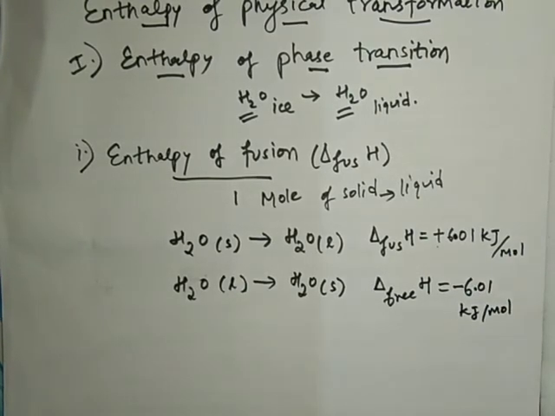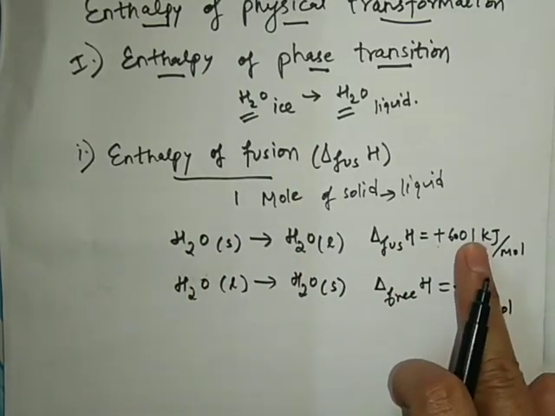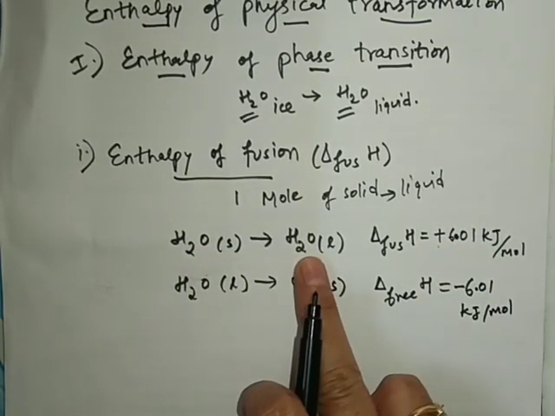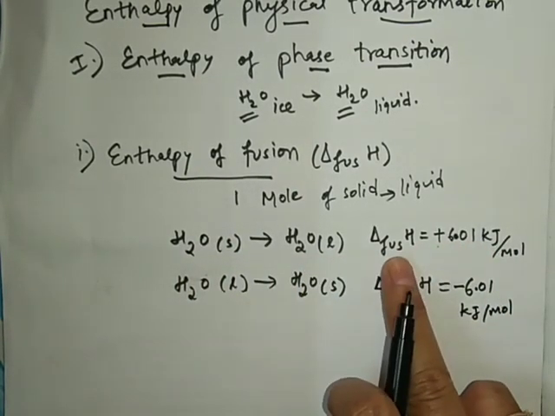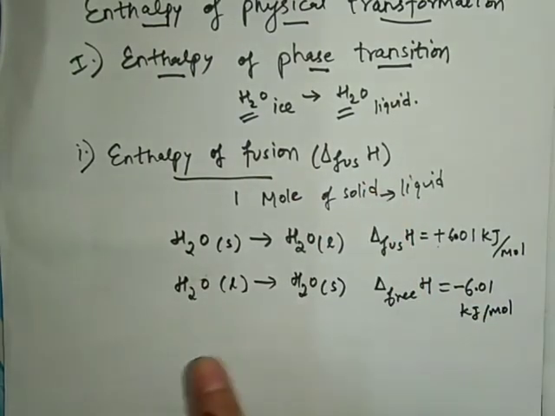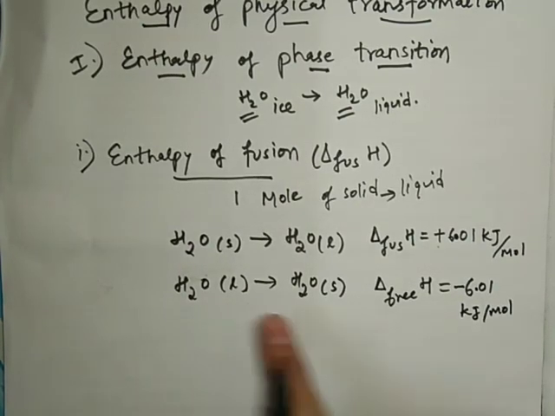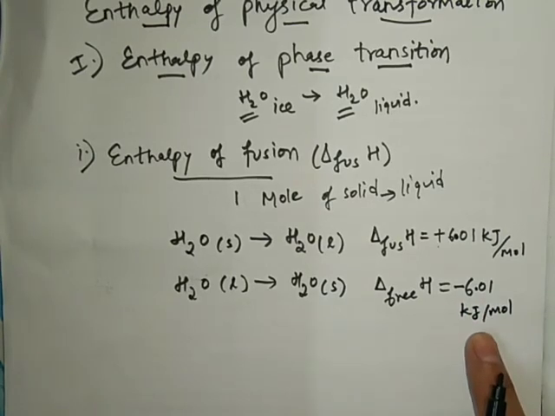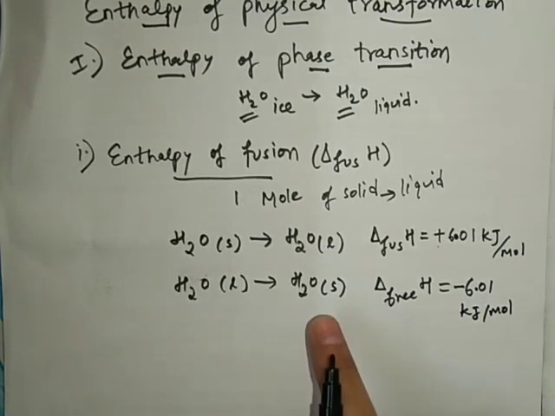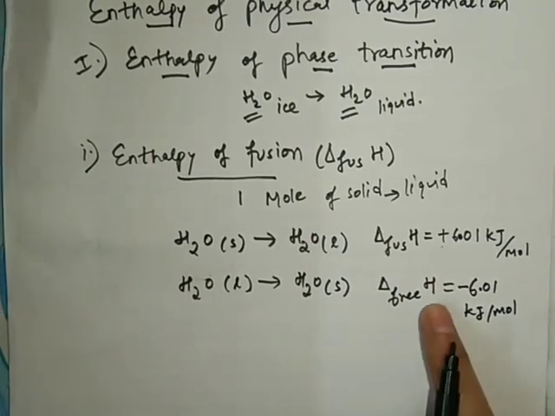Okay, so what we understand is that ice absorbs this much heat to get converted into liquid, and this enthalpy change is called enthalpy of fusion. On the other hand, if I have 1 mole of liquid water, it will release this much heat to the surroundings so that it freezes to solid ice, and that enthalpy change is called enthalpy of freezing.